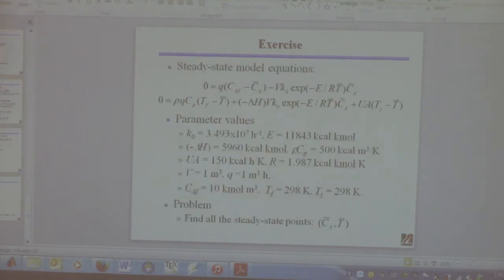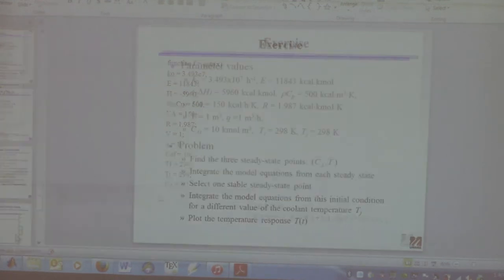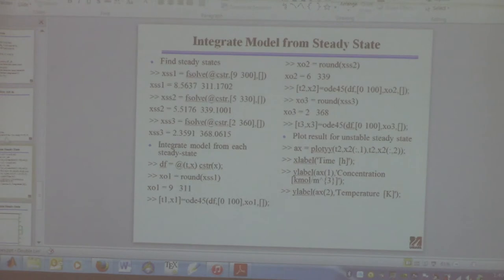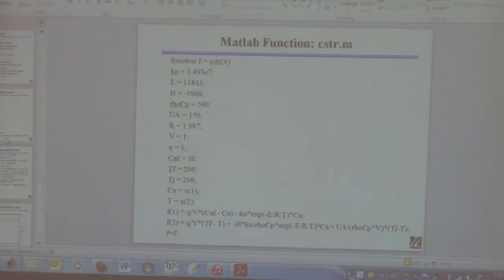This is a nonlinear algebraic equation. You should have written something called, I called it CSTR. Okay? Then you're going to have to write it again. I'm just putting this slide up to mention that if you did this thing, you already have what you need. But if you didn't do this thing, then you need to write this thing right here. It's the exact same thing.